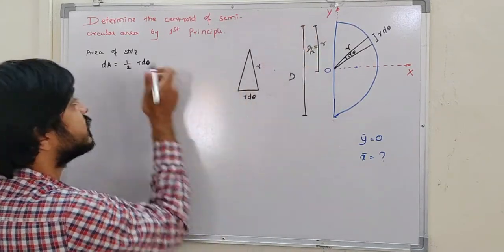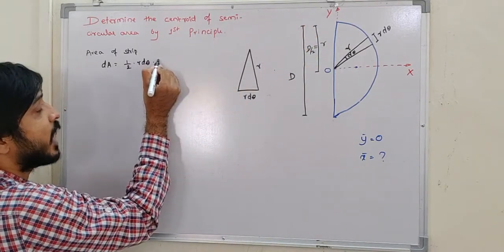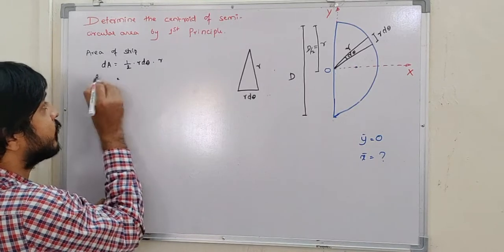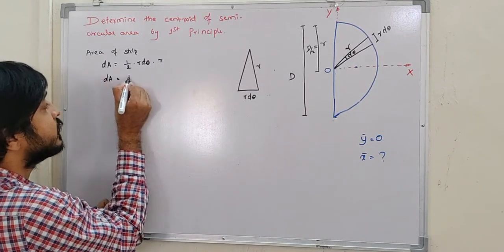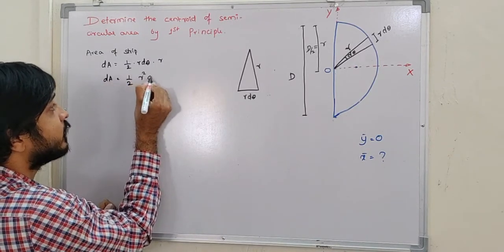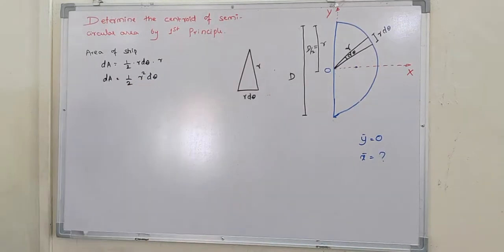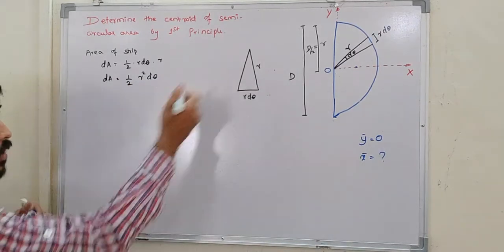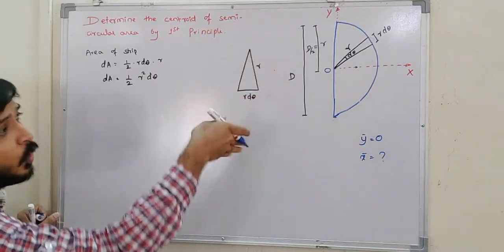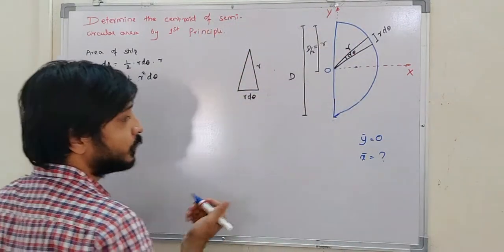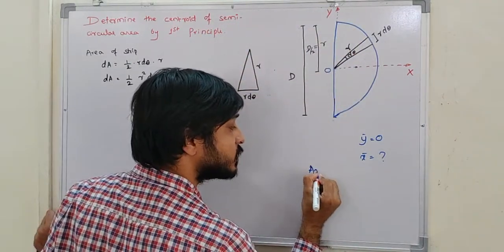So therefore this is R d theta, this is base, into height is R. So therefore dA of a small strip, area of a small strip, is equal to half R square d theta. Now we can easily find out the area of this whole semicircle. We know area of a semicircle is how much?